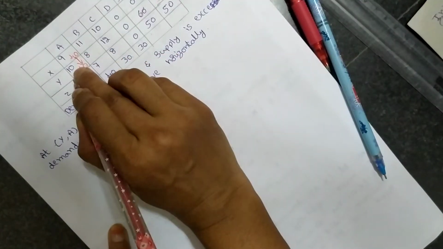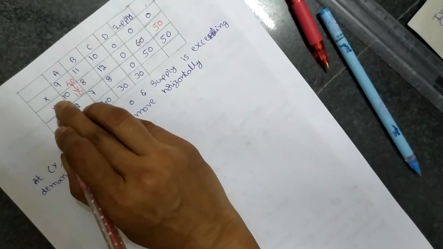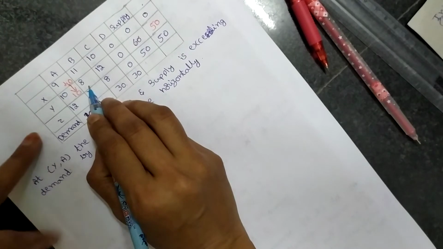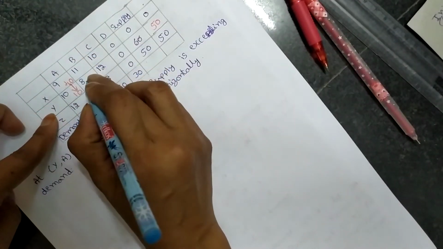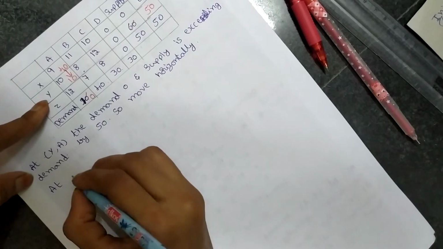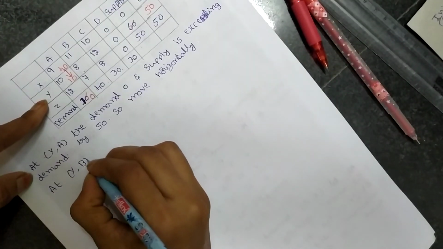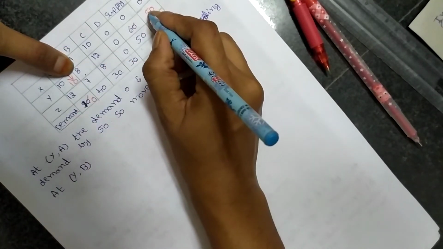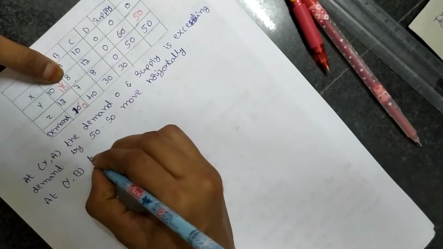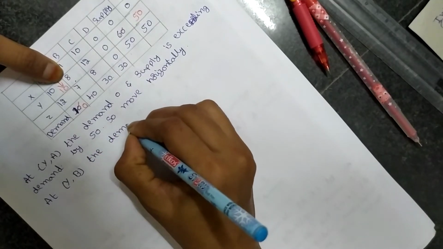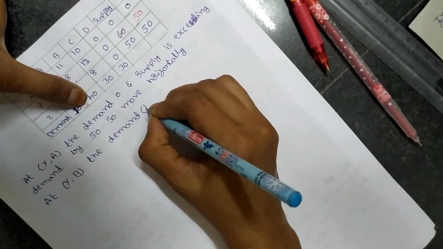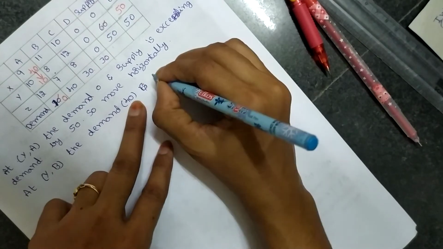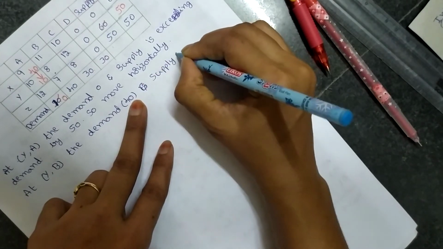So wherever we have the excess value, we need to move horizontally. Okay. Now when we move horizontally, where do we reach? At y comma b. That means this is a new cell. Here again we will see what the demand and the supply are. At y comma b, what is the demand here? 40. The demand is 40 and supply is 50.